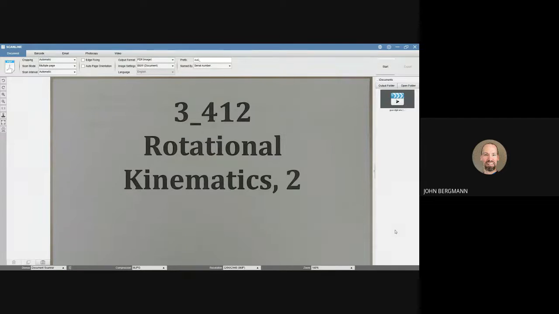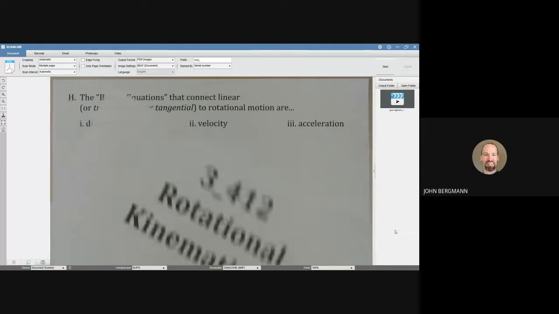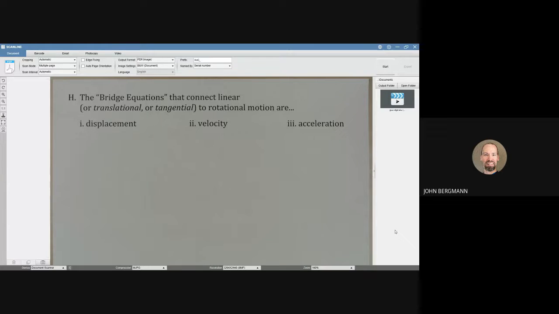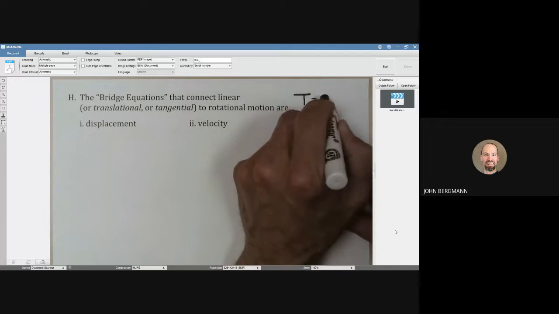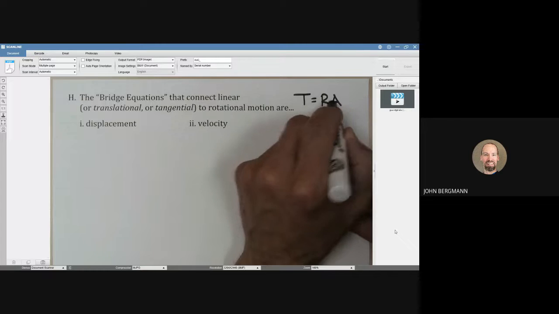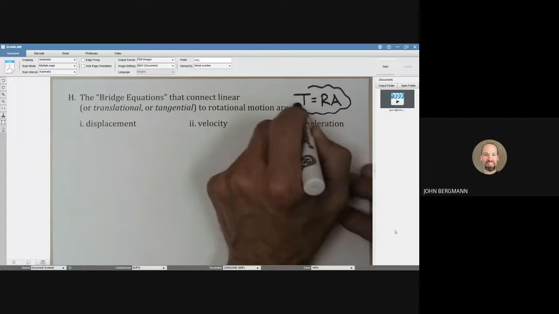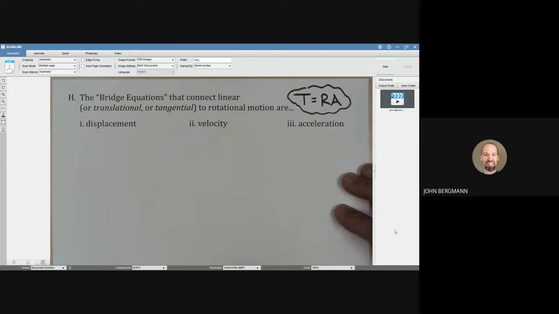Let's deal some more with rotational kinematics. The bridge equations that connect linear or translational or tangential to rotational motion are as follows. The basic idea that I always like to keep in mind is this right here: a = r α. And what that means is the tangential quantity is equal to r times the angular quantity.